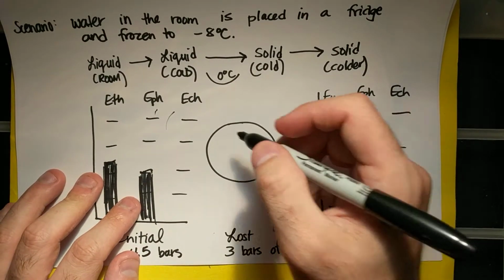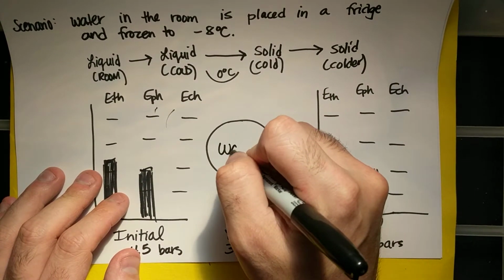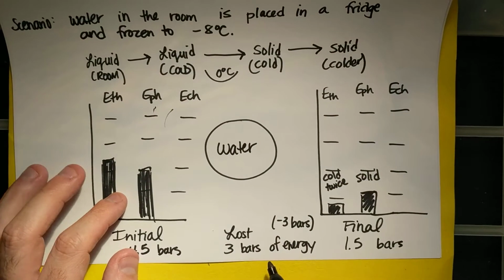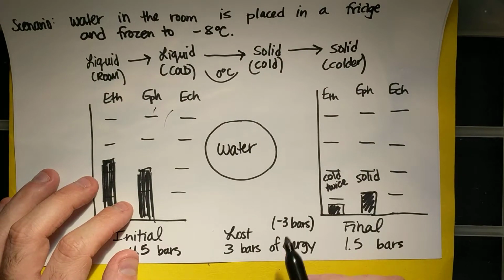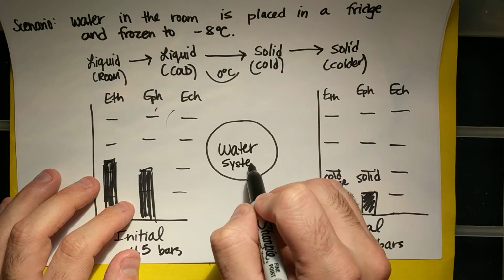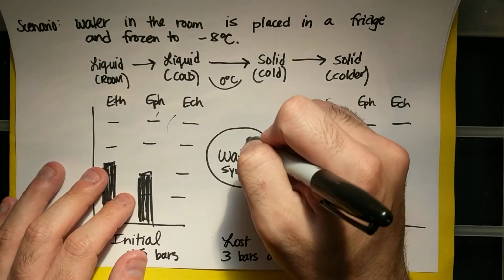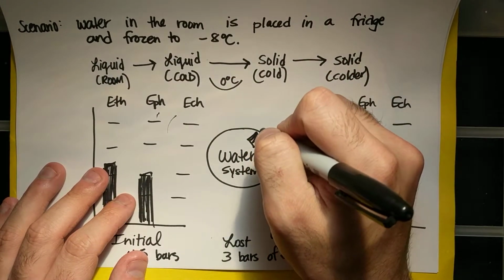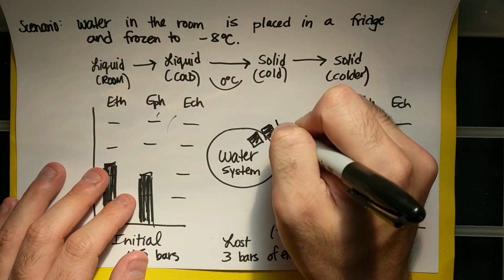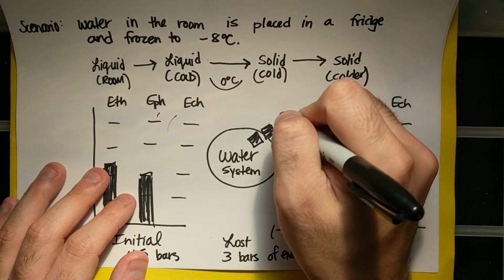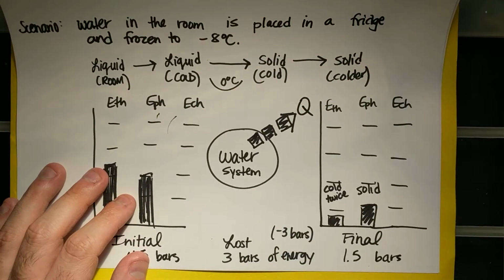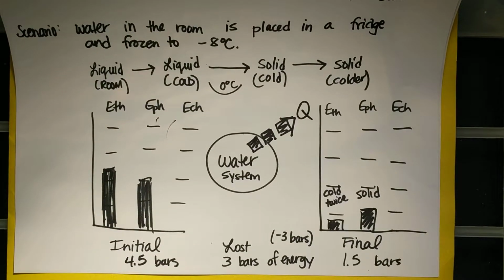So I'm going to represent that if this is my water. If I lost 3 bars of energy, if this is my system, I have energy leaving the system. So I'm going to draw the 3 bars that left the system. Okay? So I have 3 bars of energy that left my system.